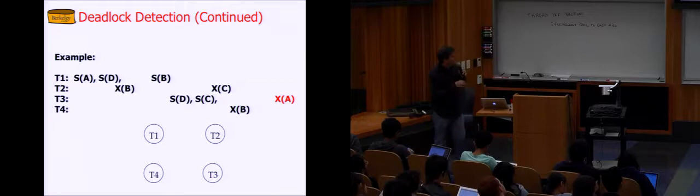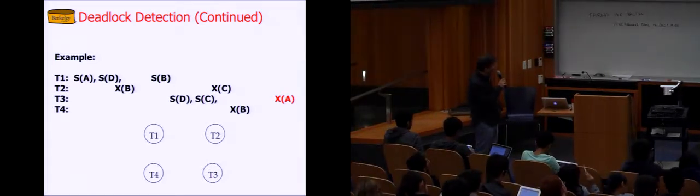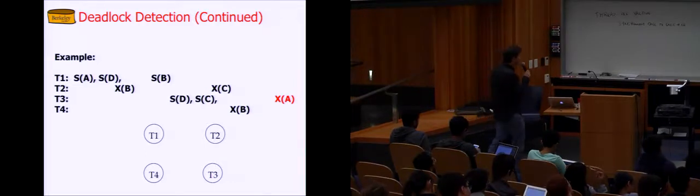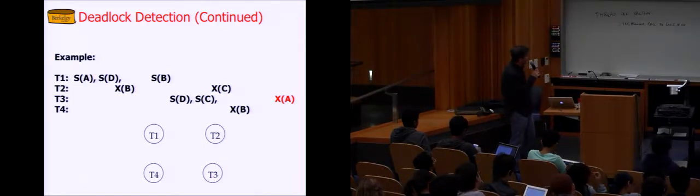All right, so let's do an example real quick, just so you get the flavor of this. We've got 4 transactions. Let's march from the left to the right on our locks. T1 gets an S lock on A and an S lock on D. T2 gets an X lock on B. So far, no conflicts.